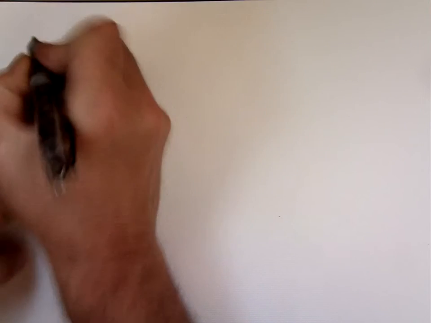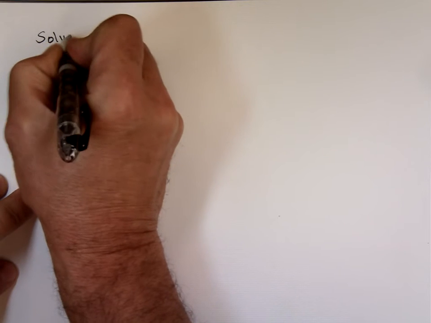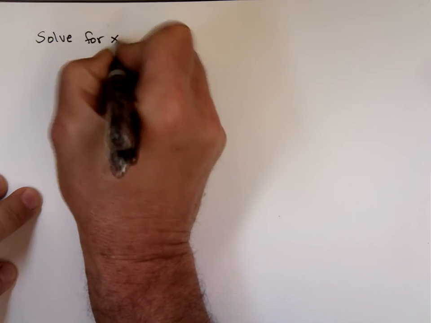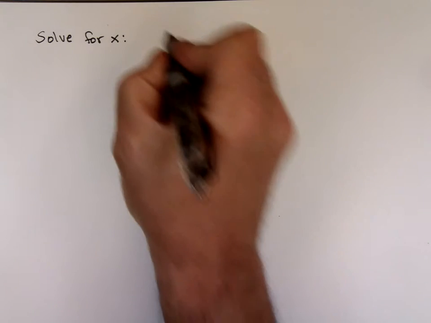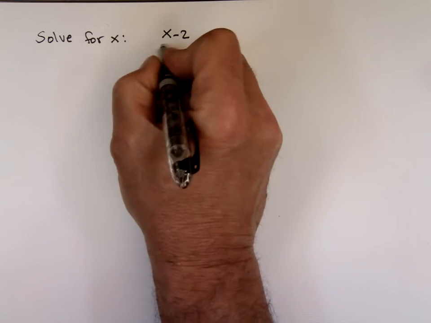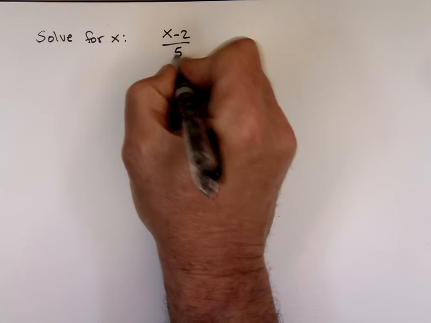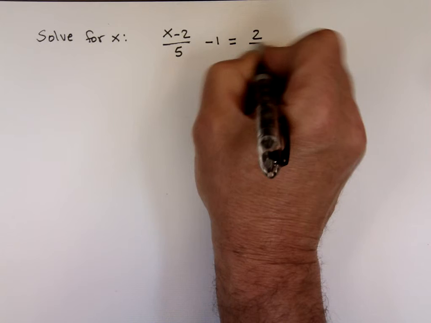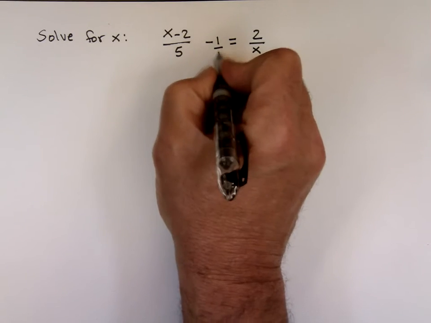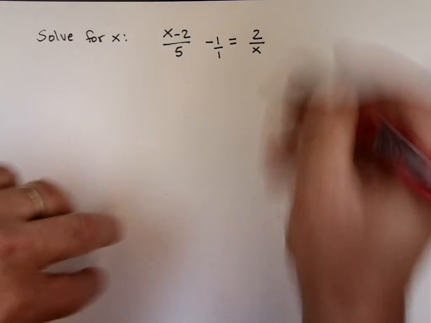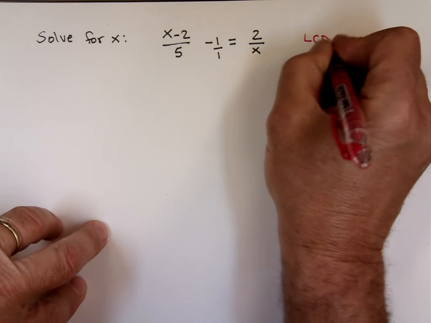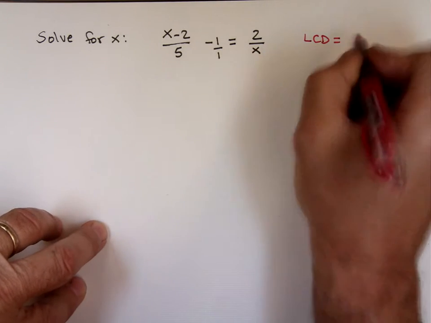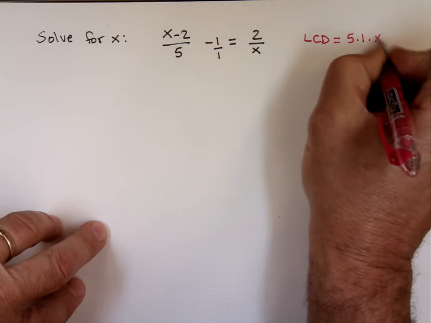Let's try another one. Solve for x. We have x minus 2 divided by 5 minus the 1 is equal to 2 over x. Again, the 1 is 1 over 1, so my LCD here is the multiplication of all the different factors. The different factors, 5, 1, and x, which is 5x.